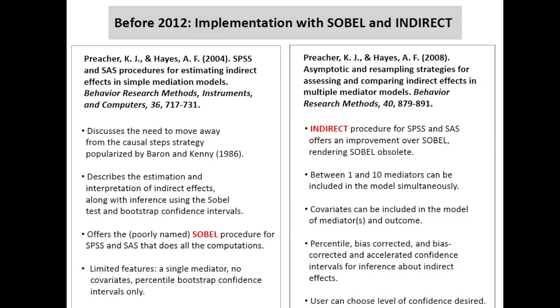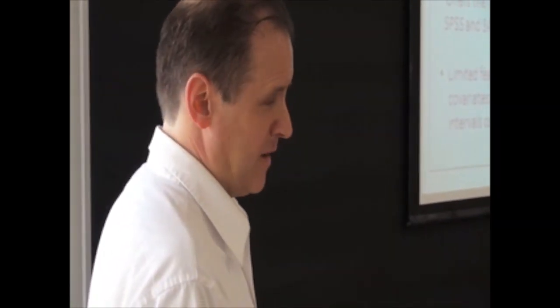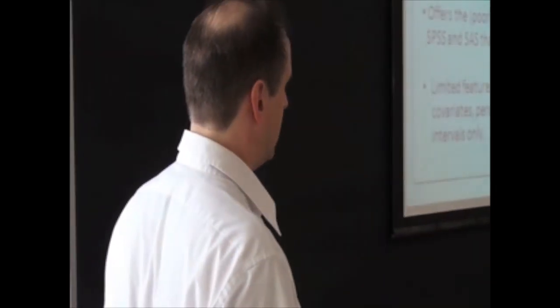And before 2012, these are the types of procedures you might be using. We published something in 2004 with this test. It's really badly named, called Sobel, that does some of this bootstrap stuff in simple models like I've just described. We did a follow-up paper to this in 2008 for more complex models with this macro called Indirect. These are both available for SPSS and SAS, and you'll get some experience using these, those of you who are hanging around with me later today and tomorrow. They're fairly easy to use. And in fact, for SPSS, you can integrate them right into the SPSS window, so it's point and click. Not difficult at all.